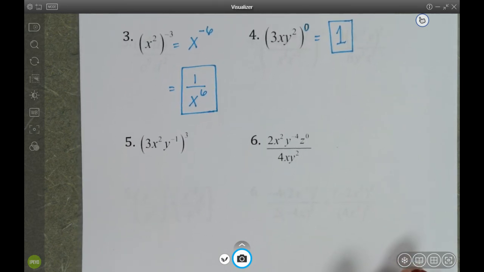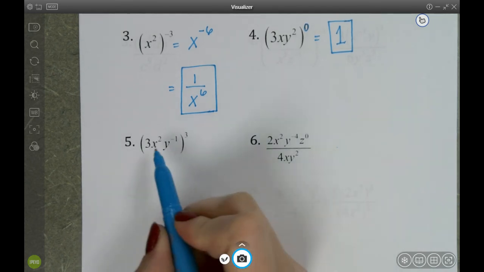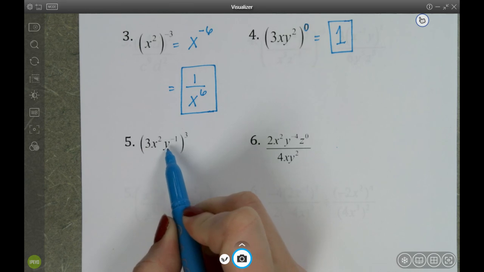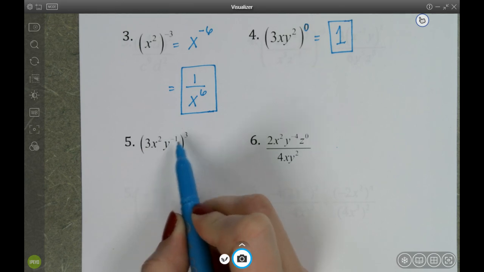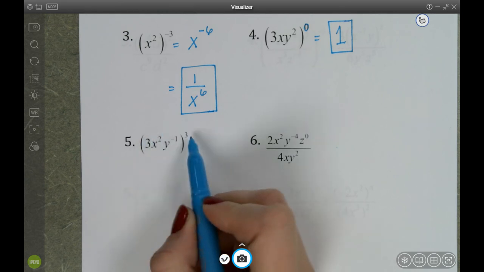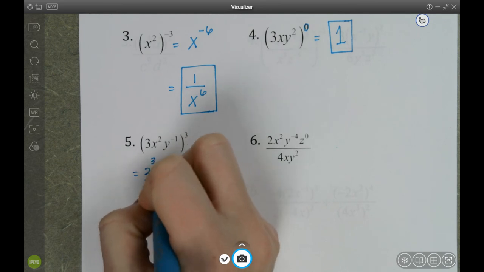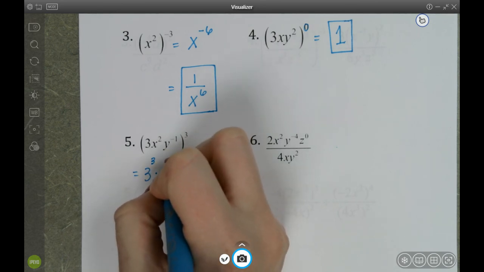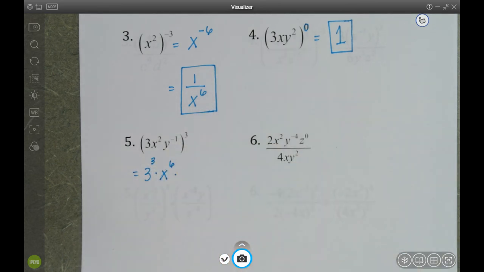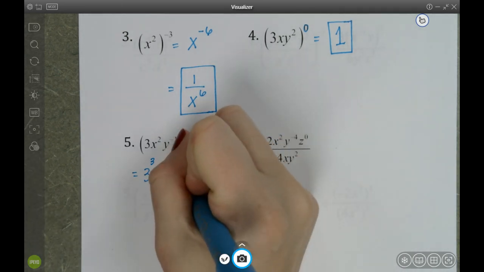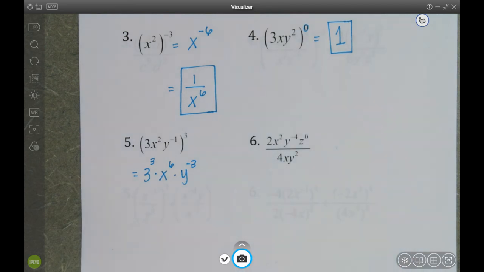Okay, I was going to work through 5 and 6, because those are a little bit more complicated. All right. Everything on the inside of these parentheses is being multiplied, which means that I can distribute the 3 to all the pieces, my exponent of 3. So this is 3 to the 3rd power times x to the 6th power, times y to the negative 3.